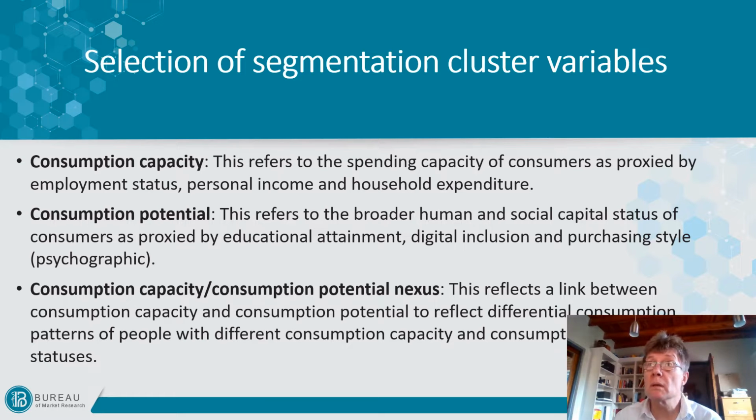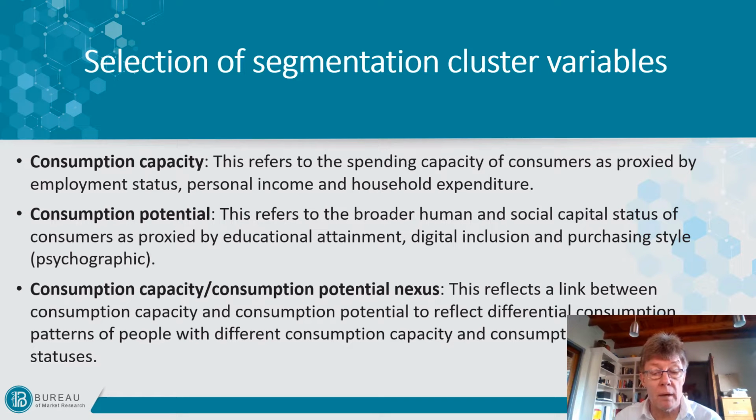Then there's also, on the other axis, an indication of the level of development of consumers, personal development, human capital development, and this was termed consumption potential. This refers to the broader human and social capital status of consumers as proxied by educational attainment, digital inclusion, and purchasing style.